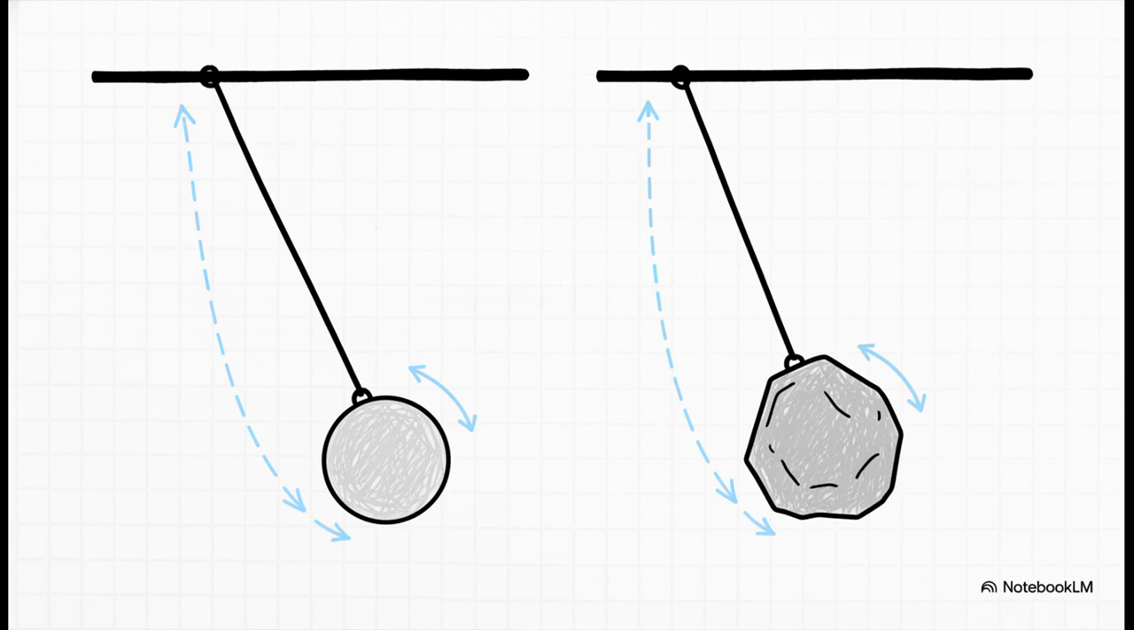Whether you hang a tiny little pebble or a massive iron boulder at the end of that string, the time it takes to swing back and forth depends only on the length of the string, that's the L, and the local acceleration due to gravity, which is the g. Because of this brilliant simplicity, a perfectly measured pendulum is actually an ideal tool for calculating the exact gravity right where you happen to be standing.